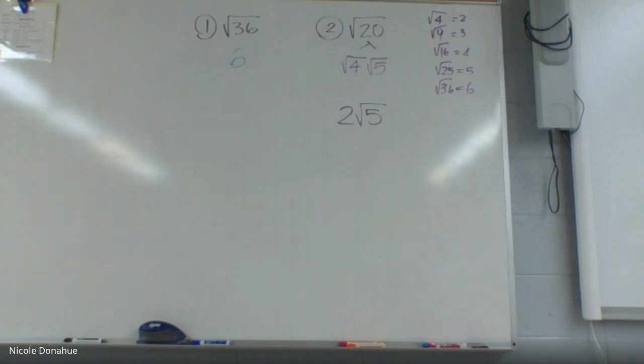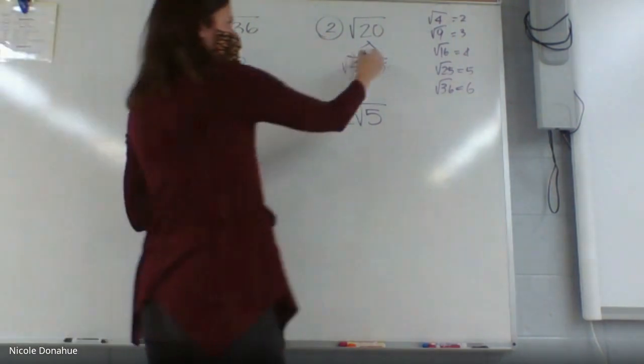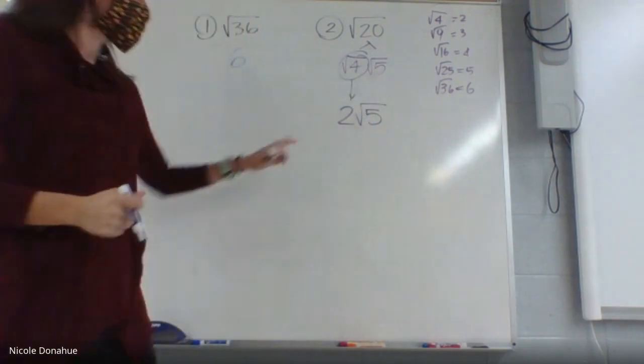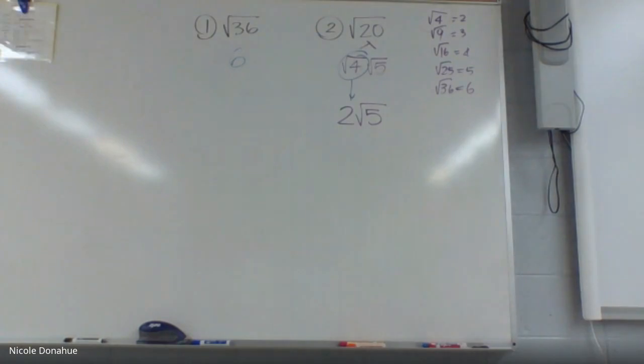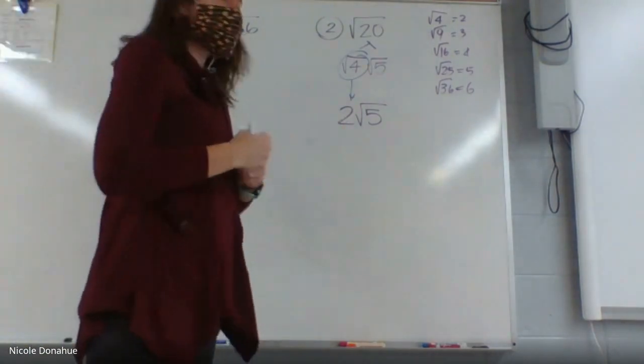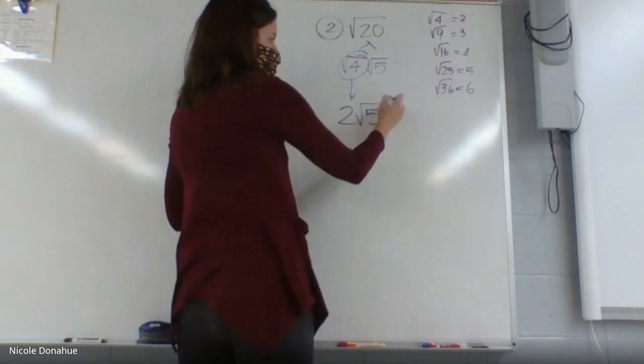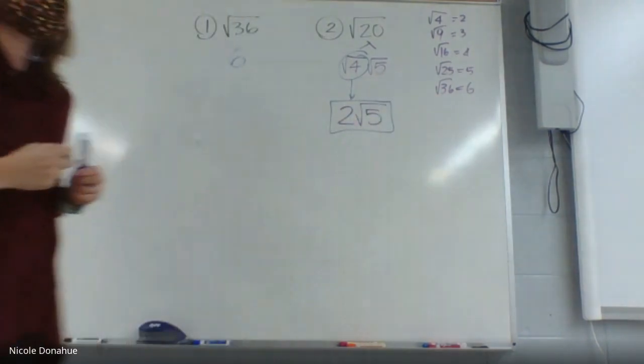So what we do then is I can take the square root of 4 and I get 2. So when I do the square root of 4, that's where the 2 comes from. Square root of 5 is not a nice number. Square root of 5 is like 2 point something. So we're just going to leave this. This is considered a simplified radical. 2 square roots of 5.